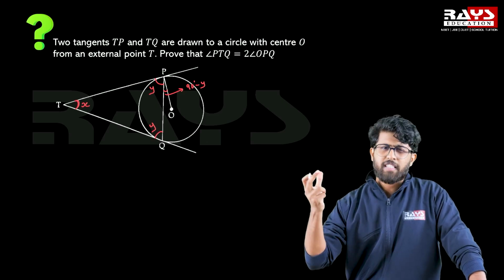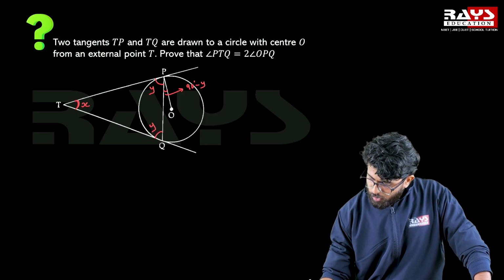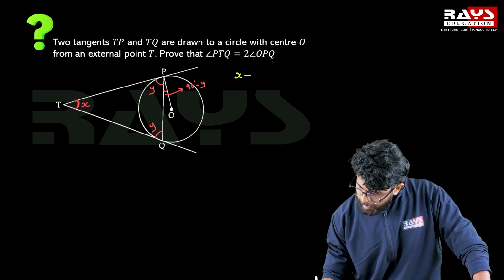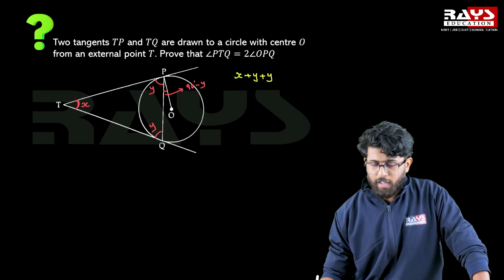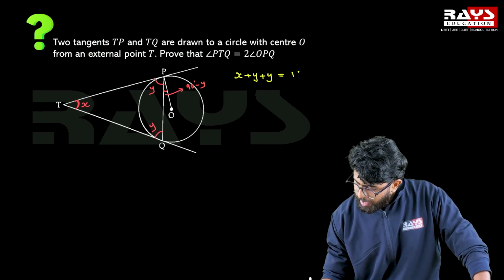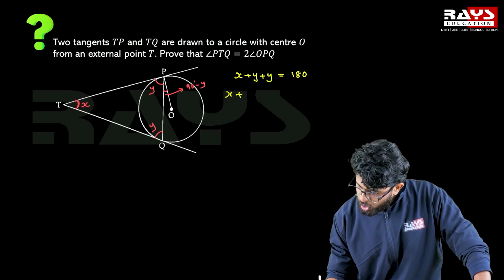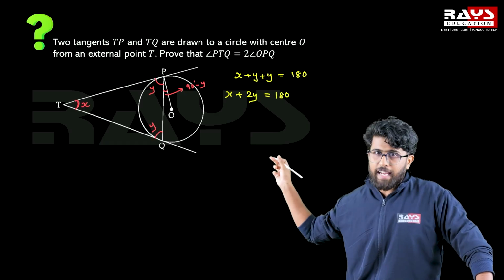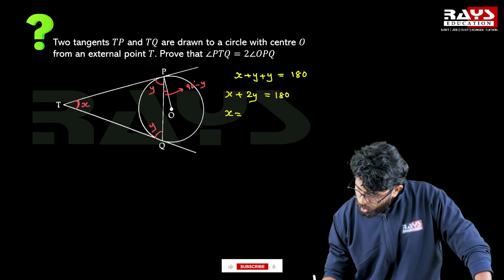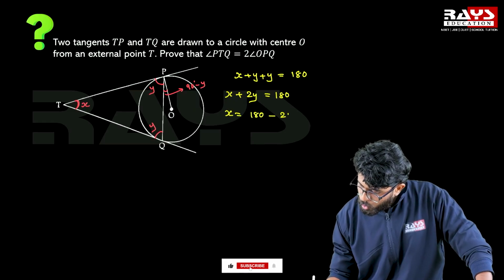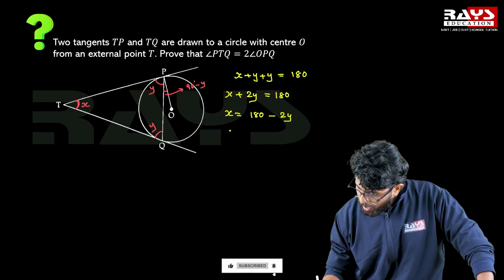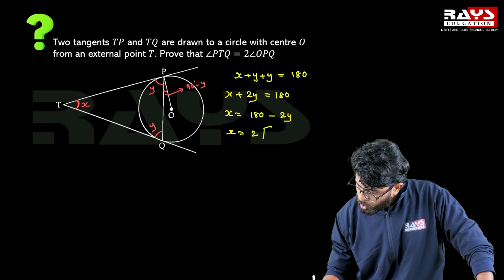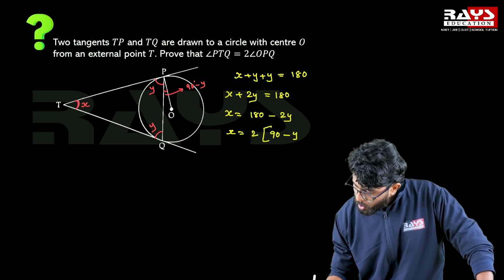Now, let's take the angle sum property again of PTQ. So, we have x plus y plus y, that is the three angles of the triangle, which will sum to 180. That means x plus 2y is equal to 180. I'm taking this 2y to the LHS, so I have x is equal to 180 minus 2y. So I'm taking 2 outside now, so I have x is equal to 2 into 90 minus y.